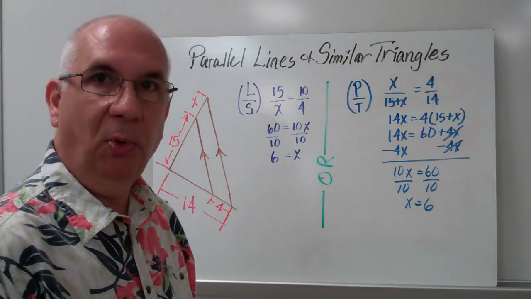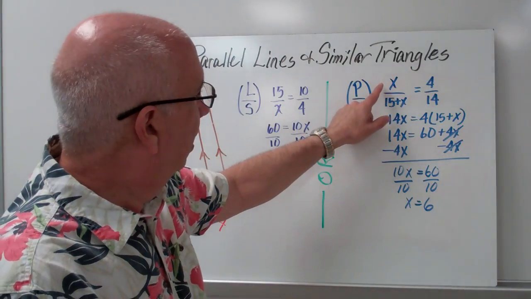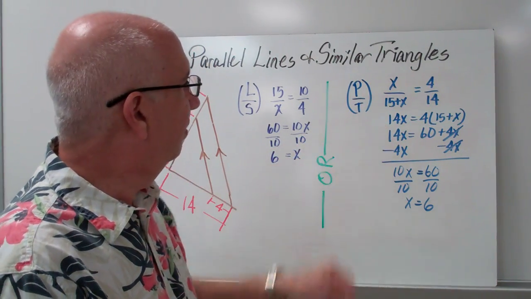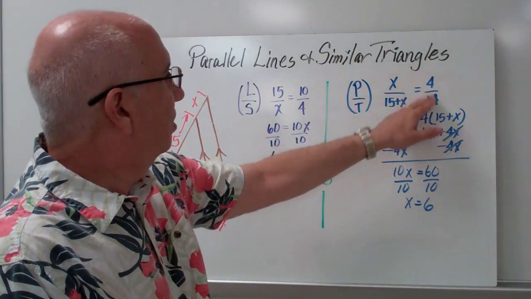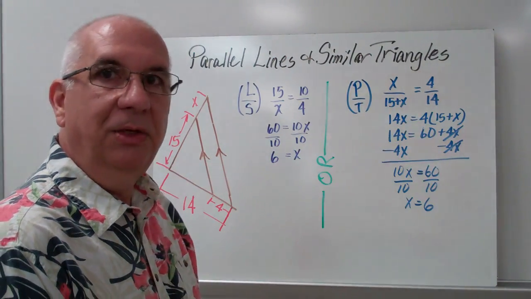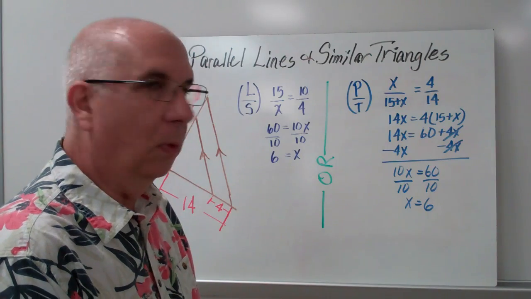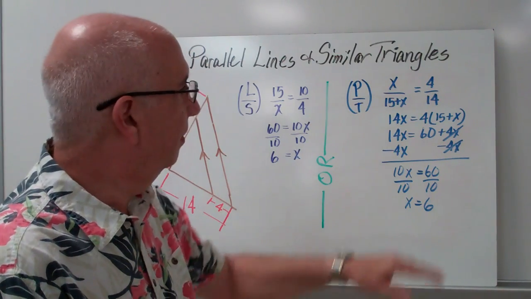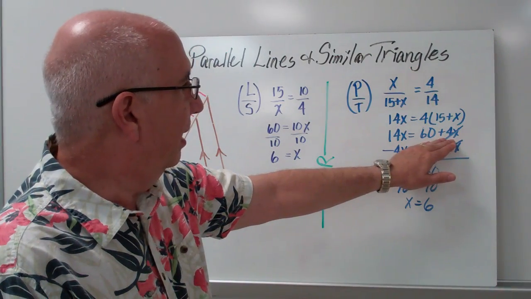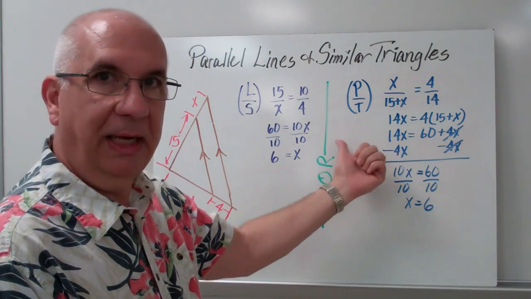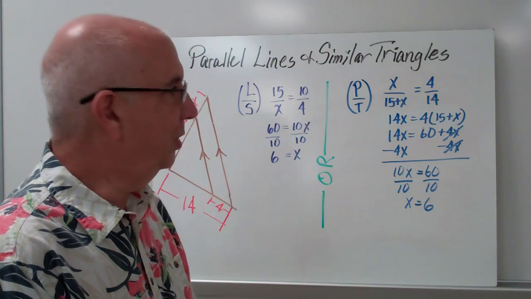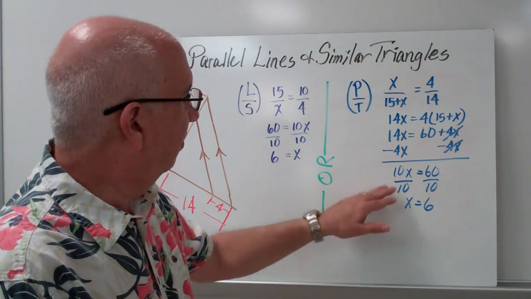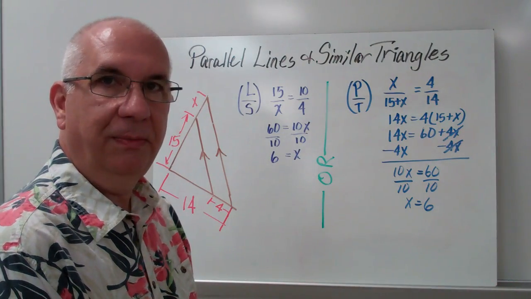Again, to solve proportions, cross products. So x times 14 is 14x. This times this gives us this. Then we need to distribute. 4 times 15 is 60. 4 times x is 4x. I need to combine like terms, so I have to move this 4x to the left. So I do the opposite, which is subtract. That's my zero pair. And I'm left with 10x is equal to 60.